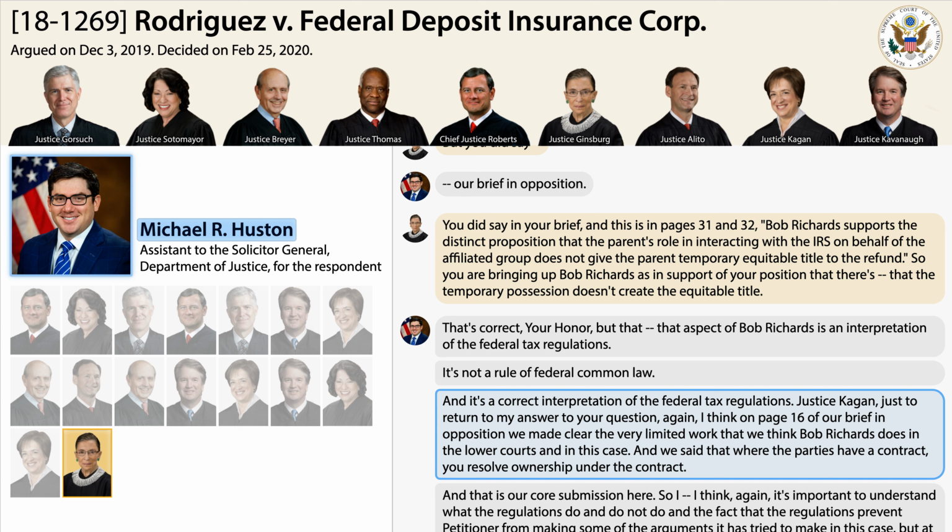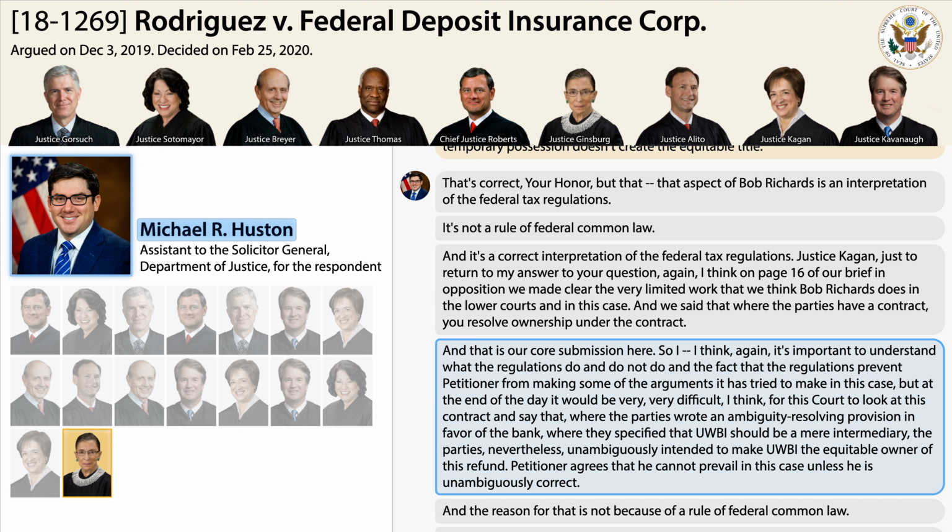Justice Kagan, just to return to my answer to your question, again, I think on page 16 of our brief in opposition, we made clear the very limited work that we think Bob Richards does in the lower courts and in this case. And we said that where the parties have a contract, you resolve ownership under the contract. And that is our core submission here. So I think, again, it's important to understand what the regulations do and do not do, and the fact that the regulations prevent Petitioner from making some of the arguments it's tried to make in this case.